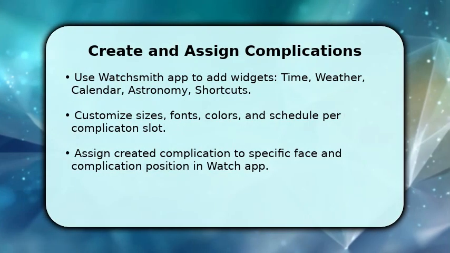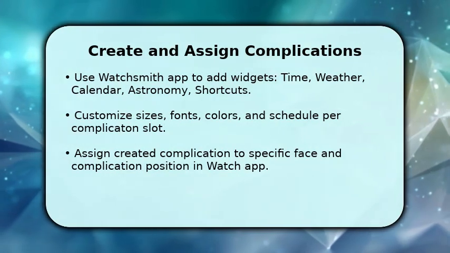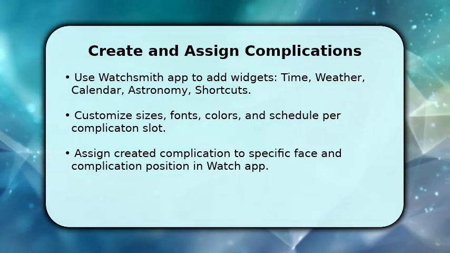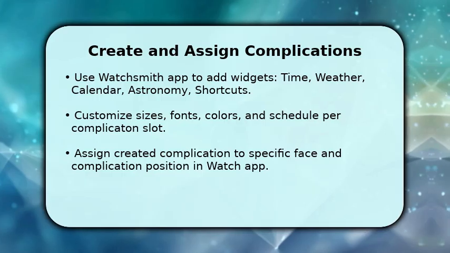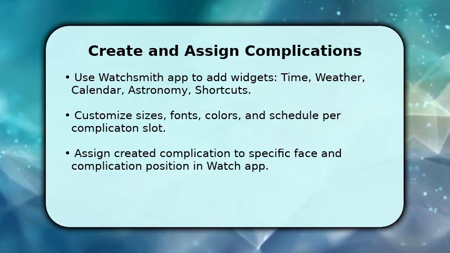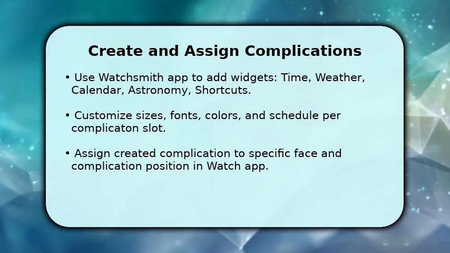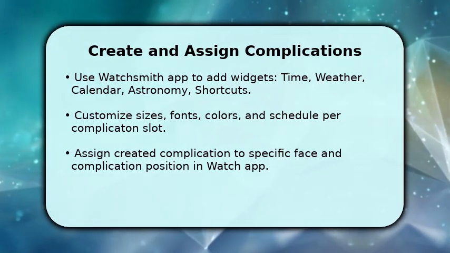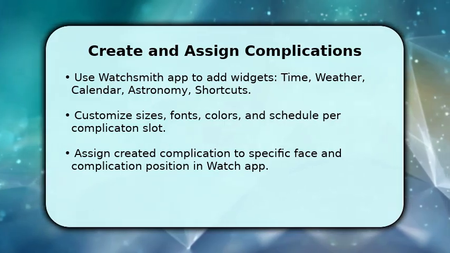You now build the actual complications that appear on your watch face. Open Watchsmith, pick a complication type, and tweak content. Choose data sources, font weight, color accents, and the size that fits the face. Make use of scheduling to show different complications at times of day. This is powerful because it replaces manual swapping.